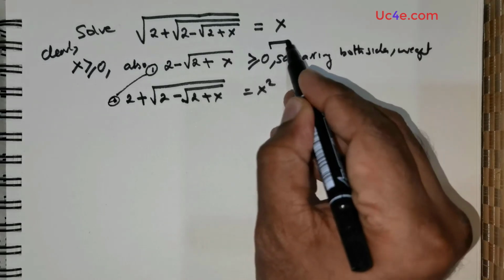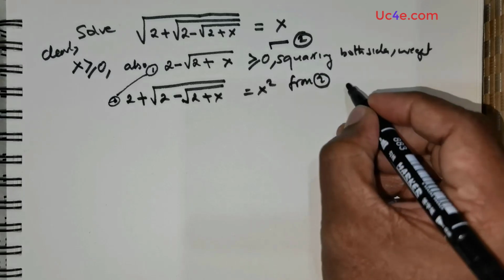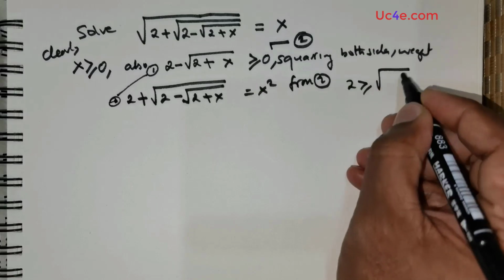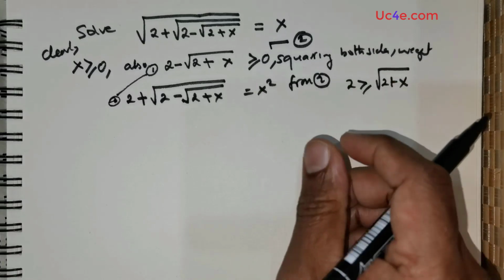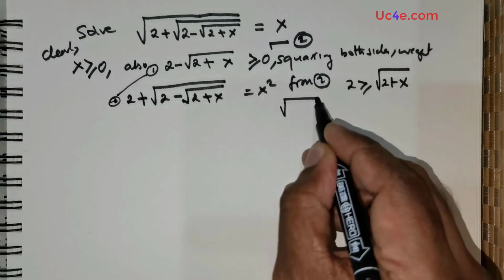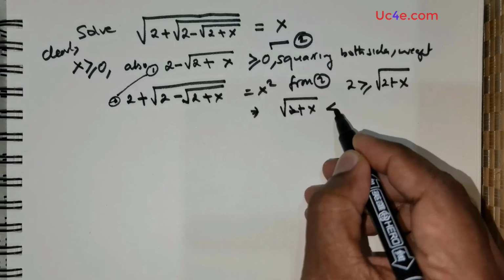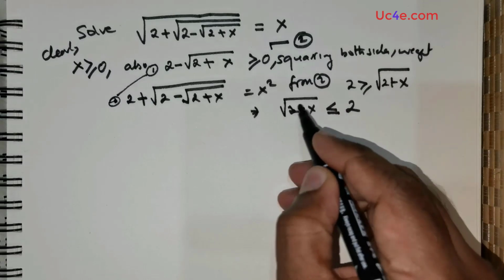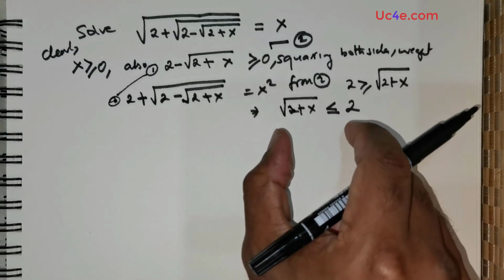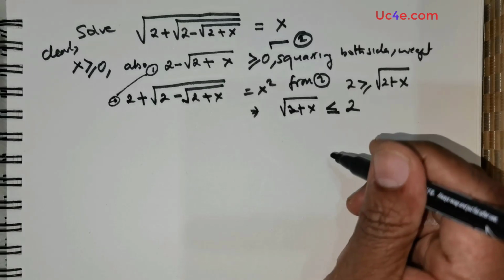So if I were to take this as 2, from 2 we can have 2 is greater than or equal to root of 2 positive x. So this is what I've got. And I would like to write this as 2 positive x is less than or equal to 2. I'm not doing anything, I'm just rewriting this in this fashion because I feel I'm comfortable writing in this way. It's a simple thing.